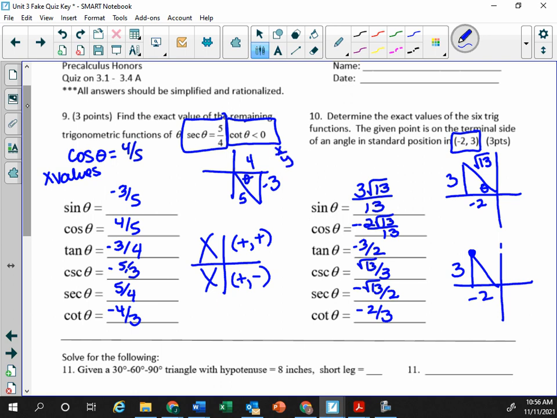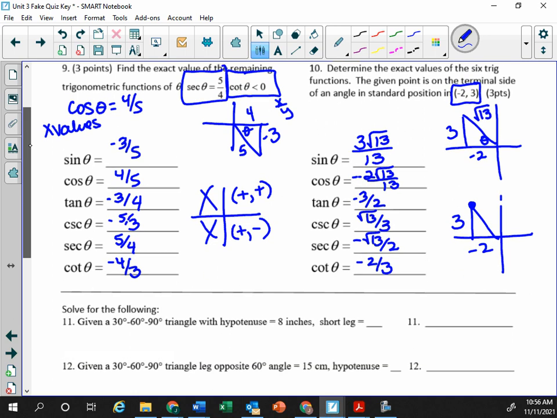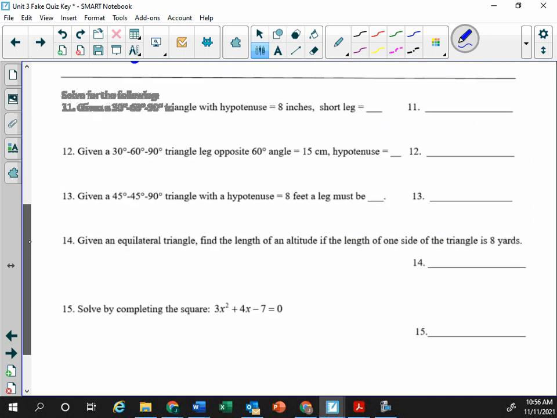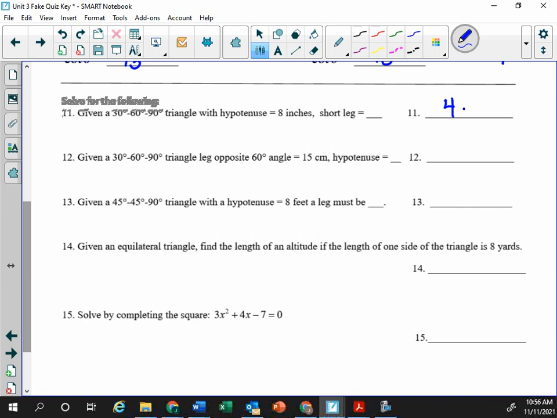All right, then some special right stuff down here. 4 inches, 10 root 3 centimeters, 4 root 2 feet, 4 root 3 yards. And when you complete the square, you get 1 or negative 7/3. Okay. Questions?